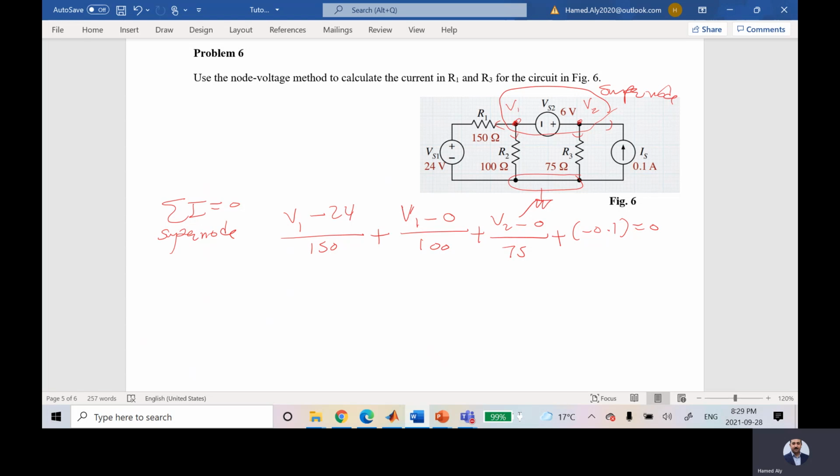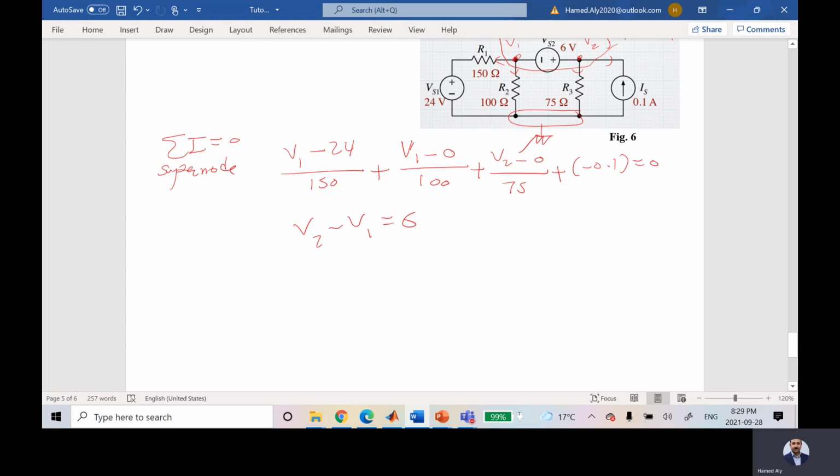What is that equation? Yes, I need the difference between V1 and V2. V1 minus V2 is equal to 6. Which one minus? Yes, V2 minus V1 is equal to 6. I think we can solve these two equations together, and we can find V1. You will find it is equal to 6, and you will find V2 is equal to 12, if you try to calculate them. So one is 6 and another one is 12.